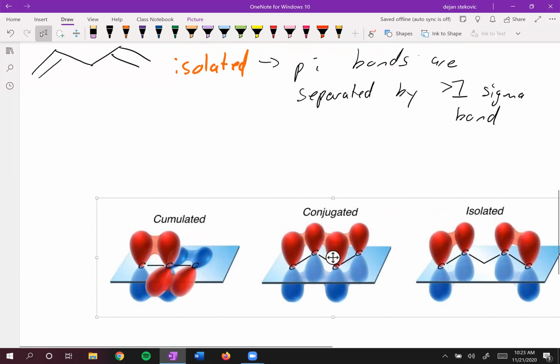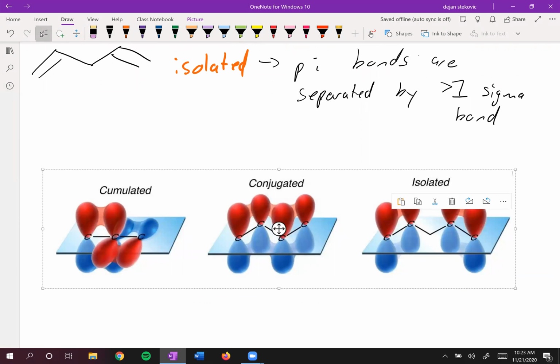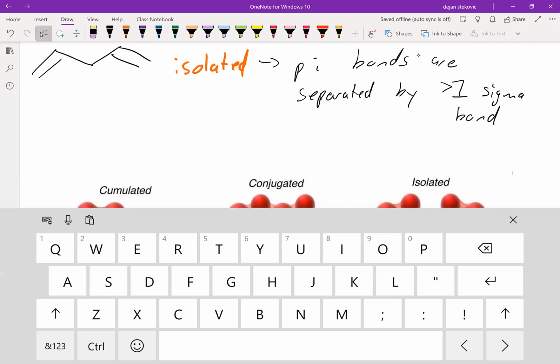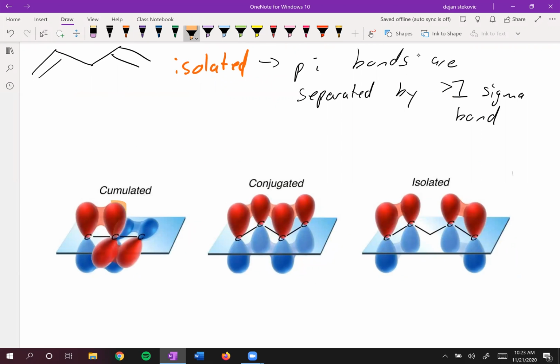So if we take a look at these two structures, the accumulated or the allene here, we can see that although you might think you can draw resonance structures with this, you really can't because they're at 90 degrees from one another. Remember that this central carbon is sp hybridized, and so it has two p orbitals at 90 degrees from one another, and so you can't actually have a conjugated system.